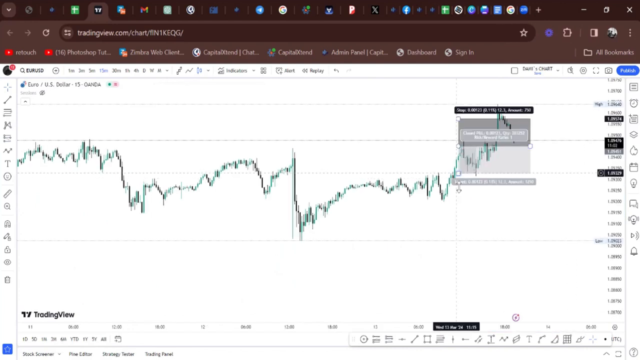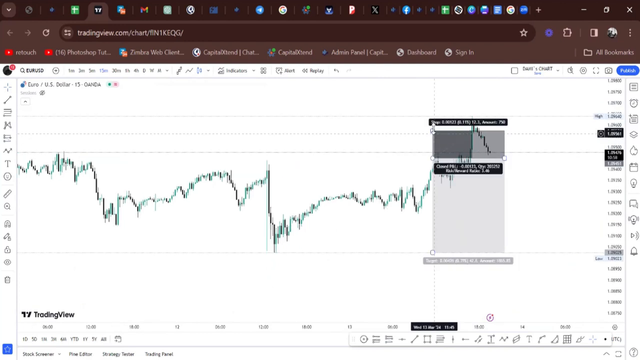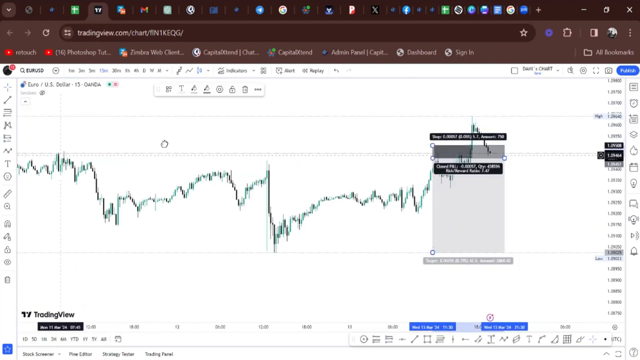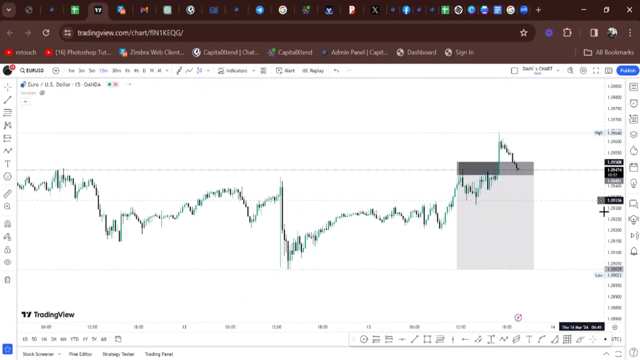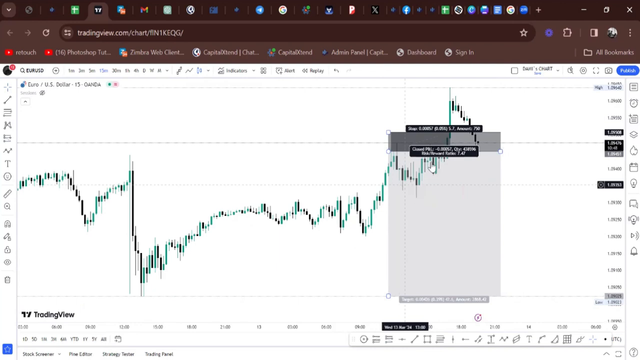I was targeting this low as my take profit, right? And my stop loss was around this zone, this high right here. Now, I sold from here today. I entered my trade from here today, and I was risking just 5 pips. That's 5 pips SL for my trade.